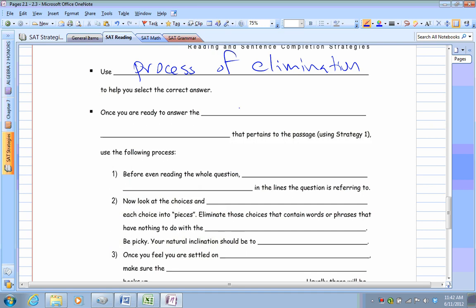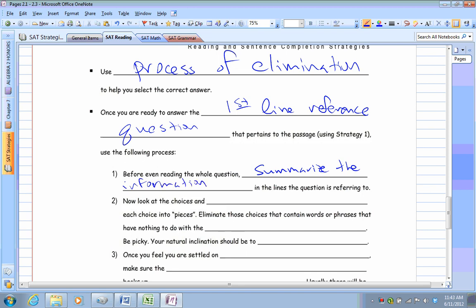And once you're ready to answer the first line reference question that pertains to the passage, we want to use the following process. Before even reading the whole question, try to summarize the information in the lines the question is referring to. So where are they talking about that part of the passage? Like when asked about the word classic, they're talking about how they made those classic incisions, shaped like quotation marks, and so we want to be able to summarize that information.